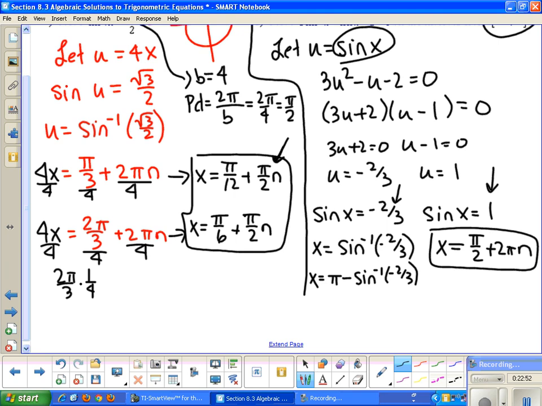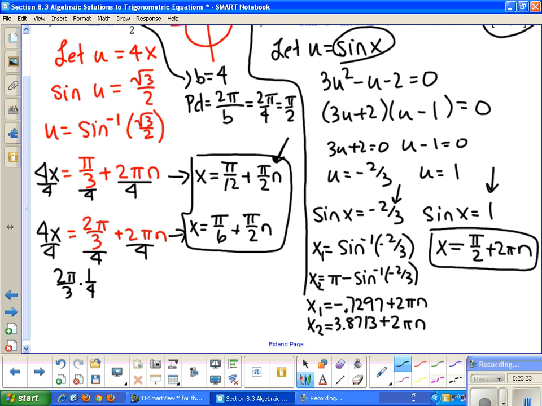Since these two are not on my unit circle, I can use my calculator. So I'm going to call this x1 and x2. So x1, if you plug sine inverse of negative 2/3 into your calculator, you get negative 0.7297. And then x2 would be equal to, let's see, we get 3.8713. And remember this, to find all of the angles, you usually add the period of the function.